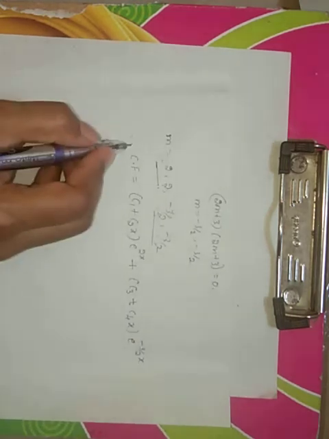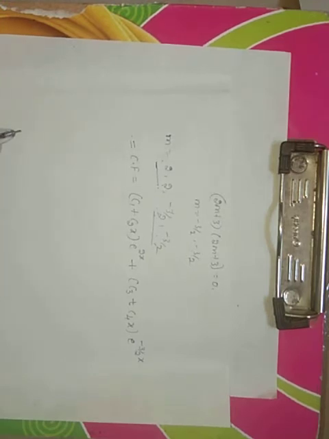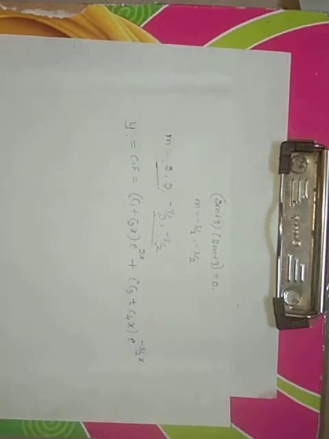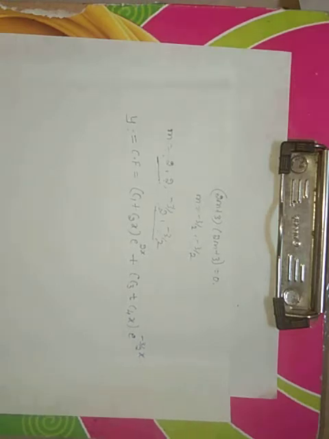The complementary function is nothing but the solution of the given homogeneous equation. So therefore the solution of the given homogeneous equation is c1 plus c2x into e raised to 2x plus c3 plus c4x into e raised to minus 3 by 2 into x.